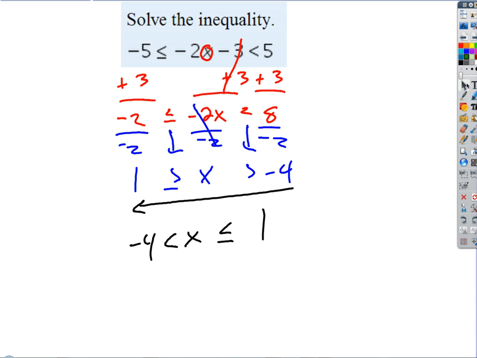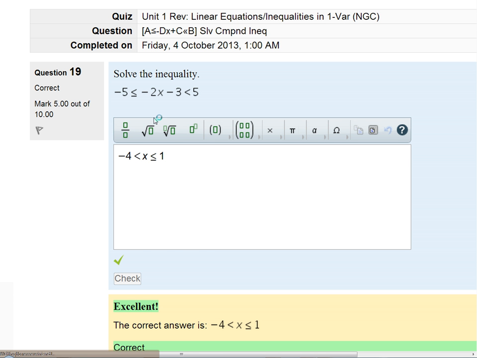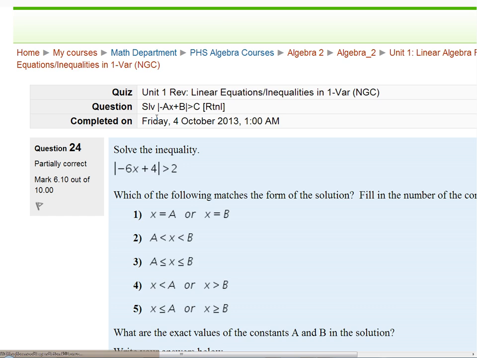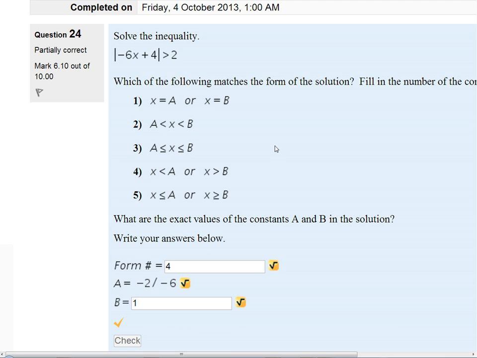Let's see. Then maybe there's one more here, and then I'll let you go work. Okay. Here was a bad one. Okay, what about these? Let's look at these.